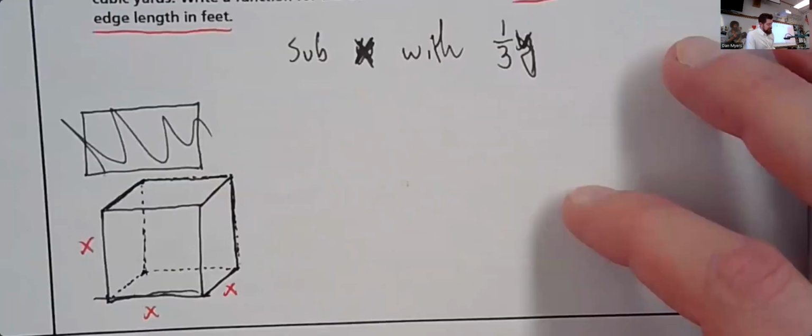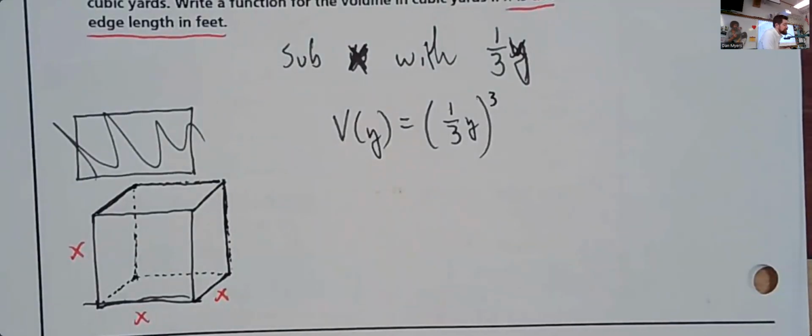So the volume in terms of y, so V of y, is going to equal 1/3 y cubed. Now this volume will be exactly the same as the original volume. It's just going to be in terms of yards as opposed to feet.